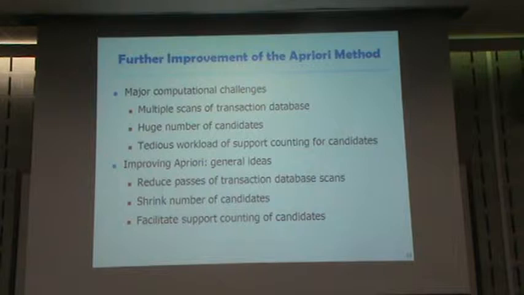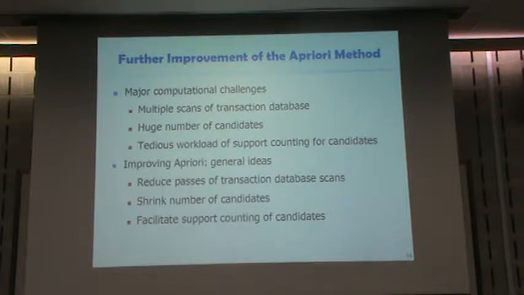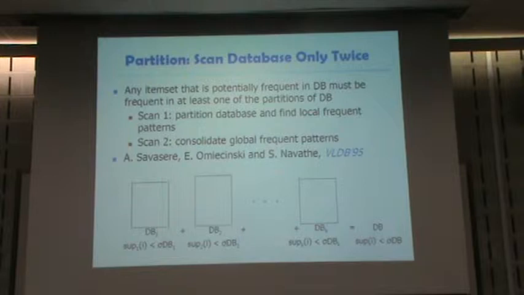So we can reduce the number of transactions with sampling, or if there are a huge number of candidates, we can reduce the number of candidates. Also, if the data is too big, why don't we partition it?